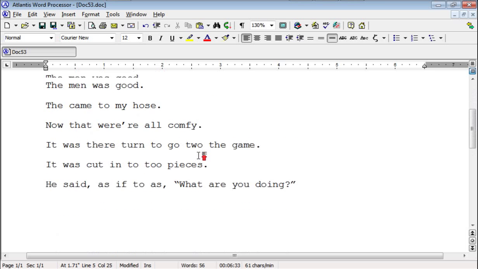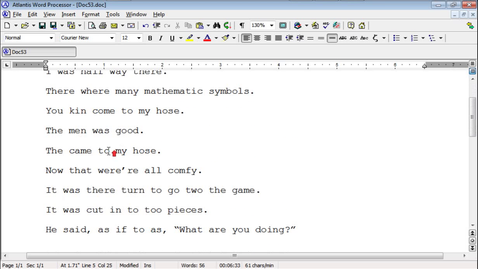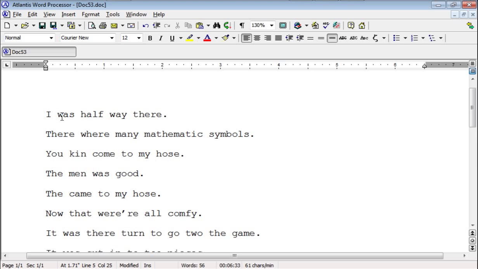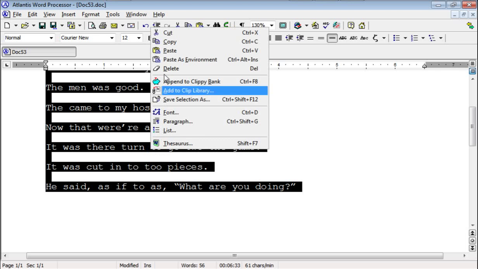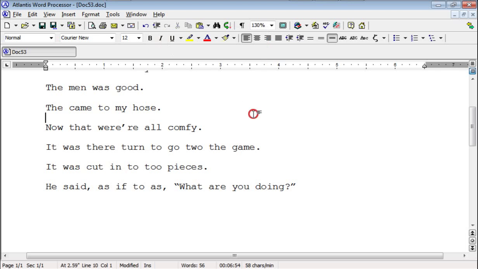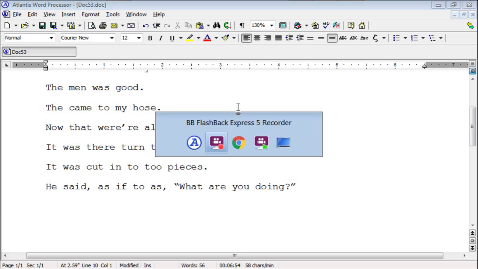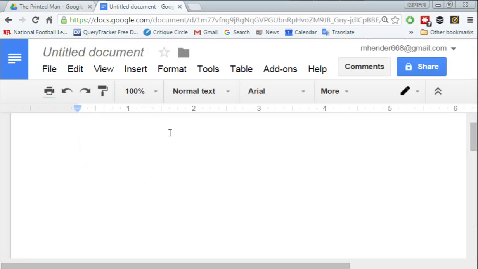So it thinks this is okay, but it's not, because there's a lot of mistakes in it that cannot be detected by spell checker. But it is, to a large degree, detected by Google Docs.